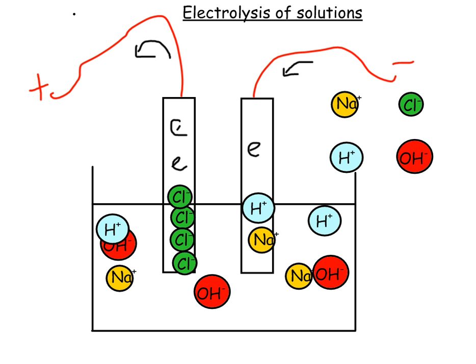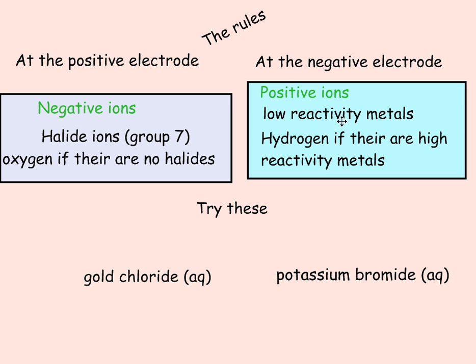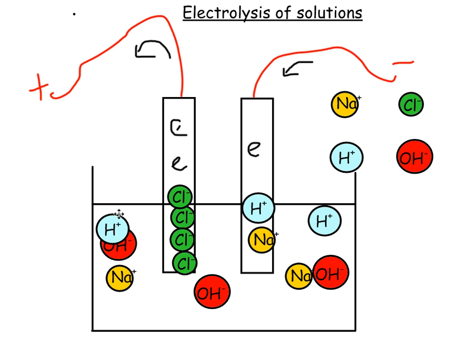Let's have a look. If there is a low reactivity metal, that is given off at the negative electrode. If there is a high reactivity metal, then hydrogen's given off. Let's see what we've got. Now, sodium, that's a high reactivity metal. How did you know that? Well, you'll be given a data sheet. It will tell you. It's a high reactivity metal. That will tell you in the exam. So this one is not given off.